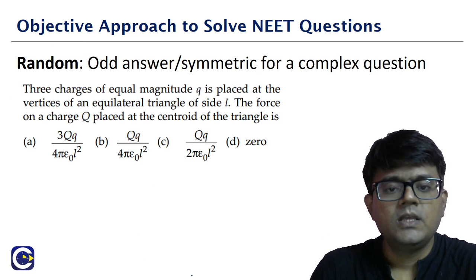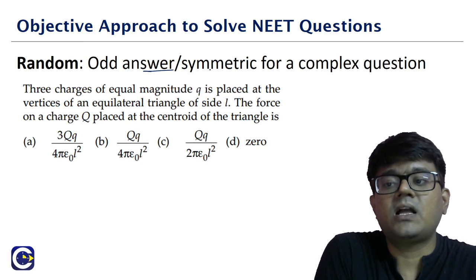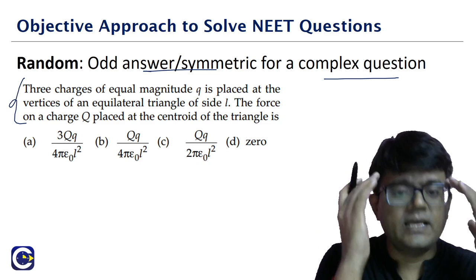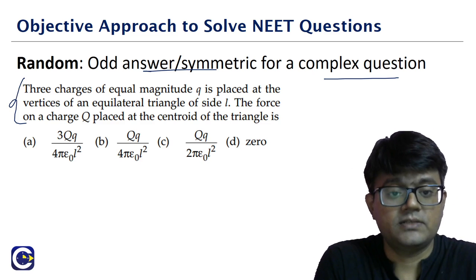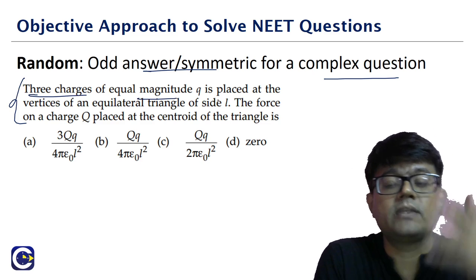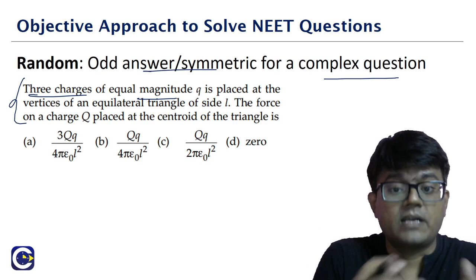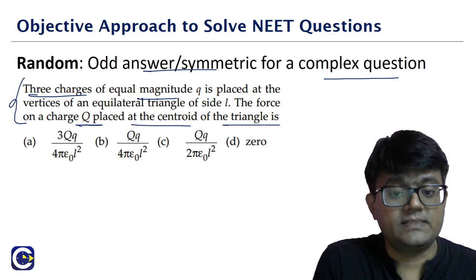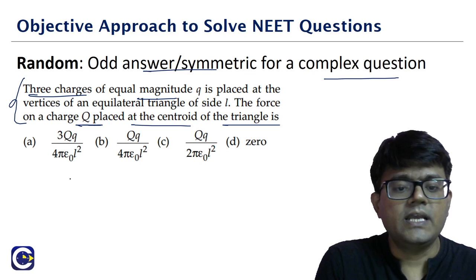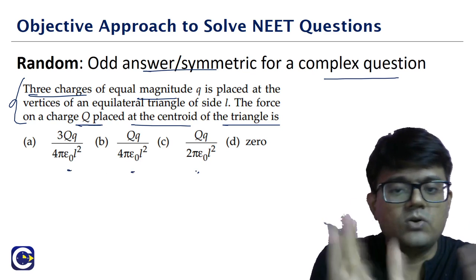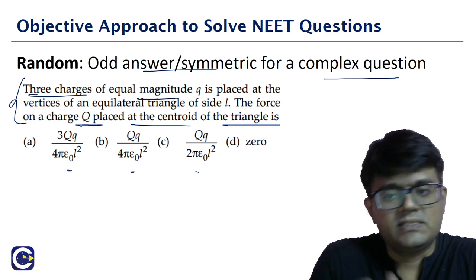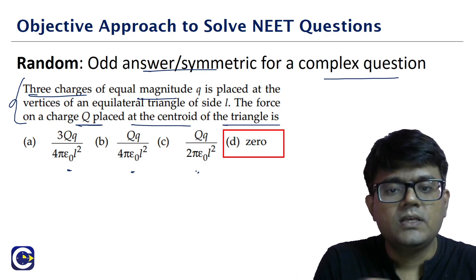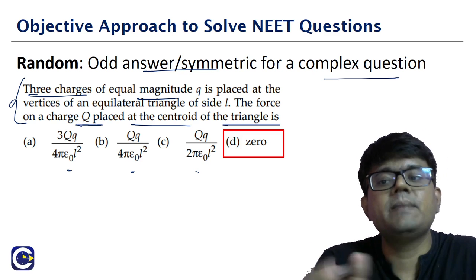Okay? Next, look: the odd answer or symmetric answer for a complex question. Here also, we don't need to read the problem, assuming we don't know how to approach the question. So look: 3 charges of equal magnitude q placed at the vertices of an equilateral triangle of side length L. The force on charge q placed at the center of the triangle is? That kind of complicated question. If you look at the options, 3 of the answers look similar and only the fourth one is the odd answer. So as per this model, the answer we choose is the odd answer or the symmetric answer.